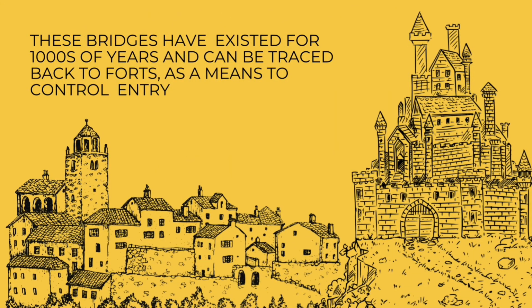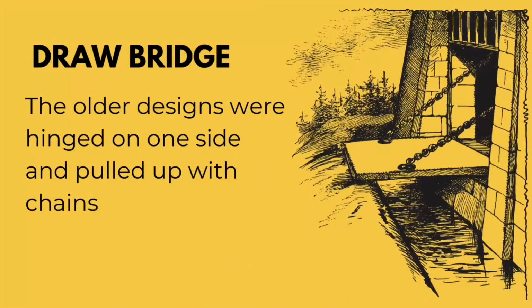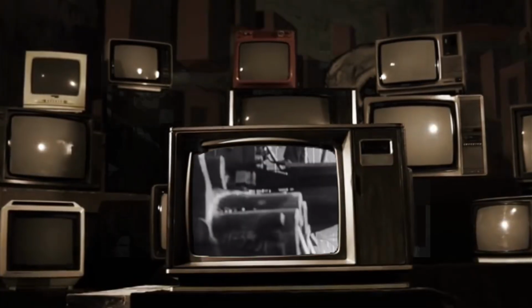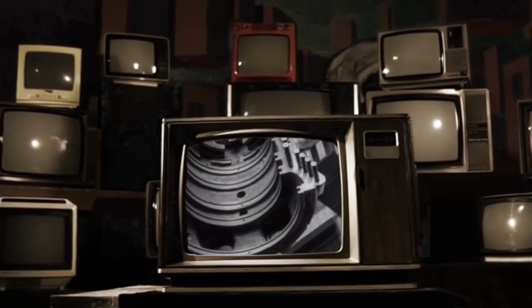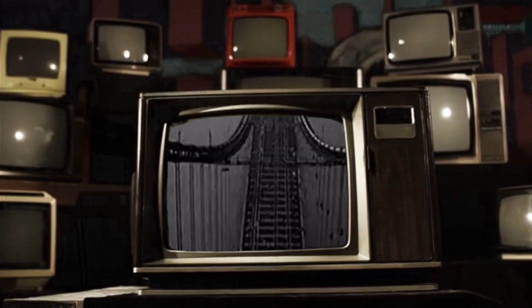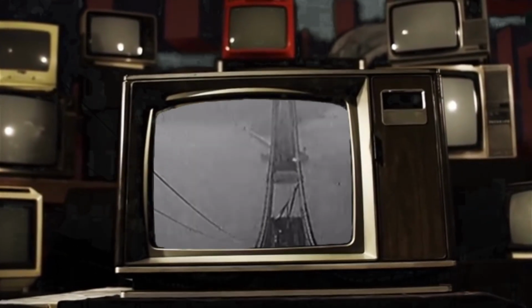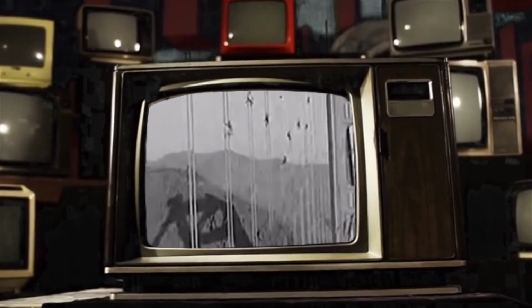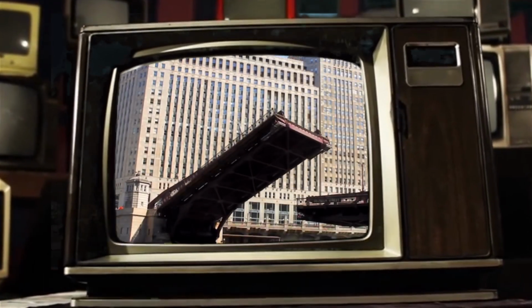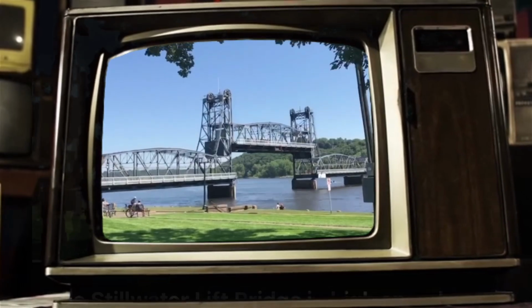These bridges have existed for thousands of years and can be traced back to forts to control who entered. The older designs were hinged on one side and pulled up with chains. The modern designs of bridges came about due to the Industrial Revolution, which transformed the way these bridges were created, because steel beams were being mass-produced and distributed, which made construction easier and the bridges lighter, stronger, and more durable. The operation of these modern bridges therefore facilitated the development of new lift mechanisms.